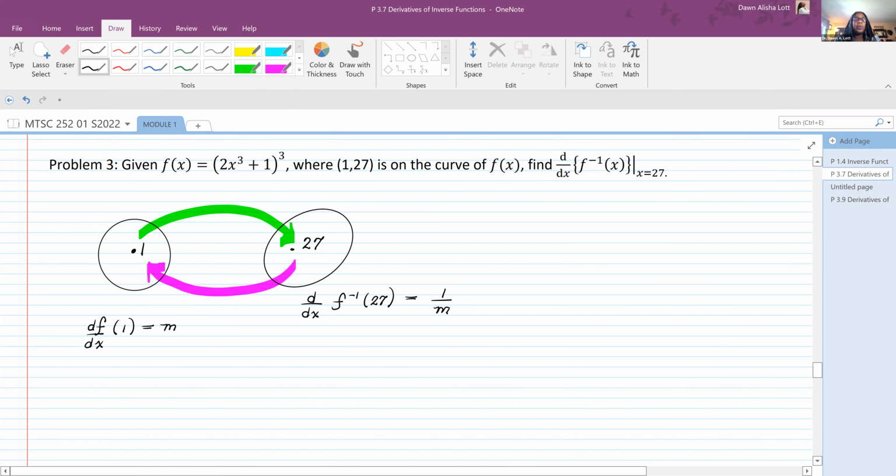Okay, so this is one way I want you to think of these problems. If you are given a function, here's f, here's f inverse, and you are required to find the derivative of the inverse function at 27, that's going to be 1 over m, where m is the derivative of the original function at 1. Okay, so can you please compute that for me now? The derivative of the original function and evaluate that at 1 and let me know what you get.